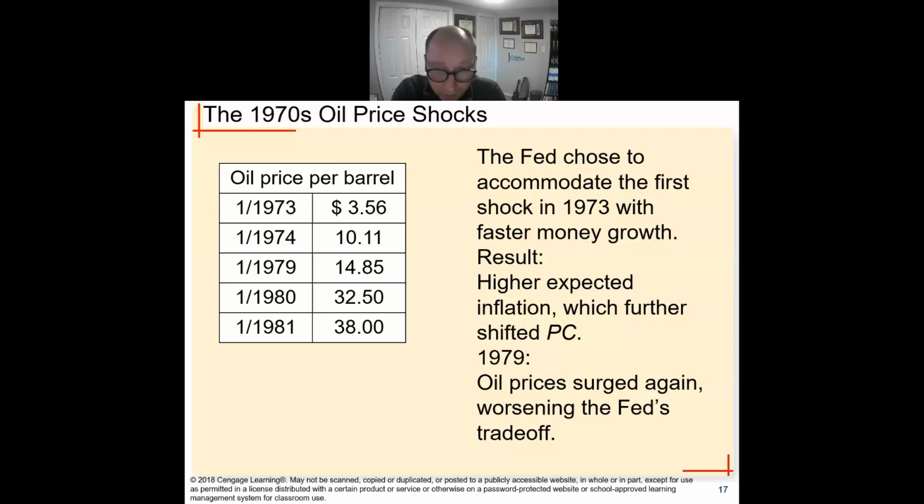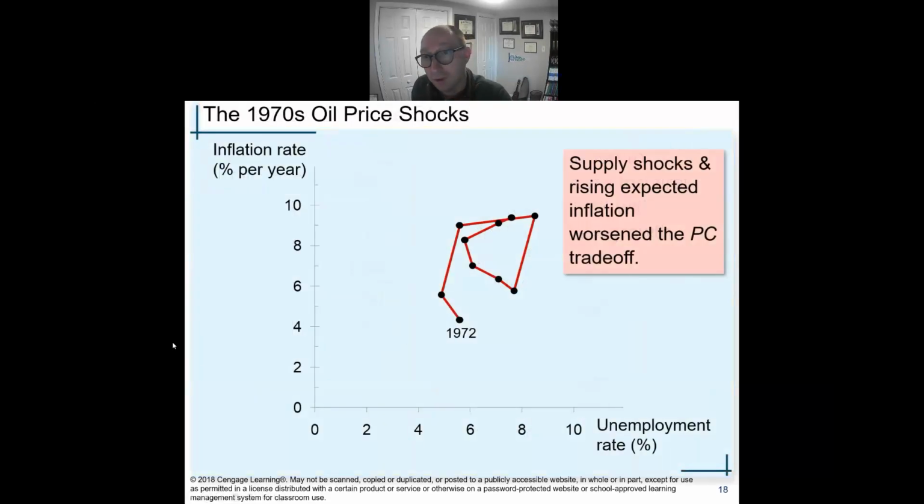As a result of these higher prices of oil, there was higher inflation, which caused the Phillips curve shift. Oil prices worsened this, and the Federal Reserve tried to rectify this situation, which ultimately backfired. So the shock actually worsened inflation over time.